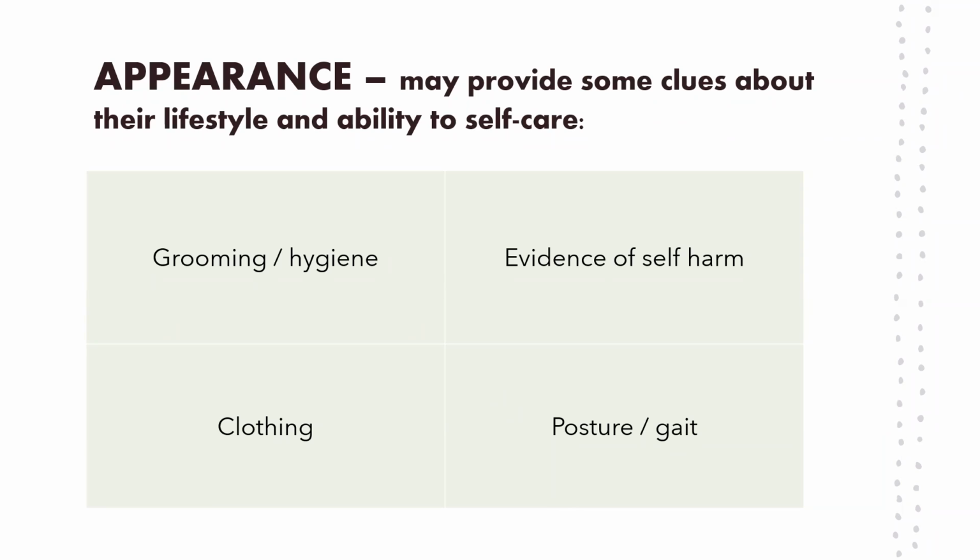Now, this is mostly based on your observation. So how do they look? Is there any evidence of self-harm? Do they seem like they're comfortable talking to you? Do they seem like they're uncomfortable? How is their physical health? You also look at grooming and hygiene. Do they look like they can take care of themselves? Are they dressed appropriately?